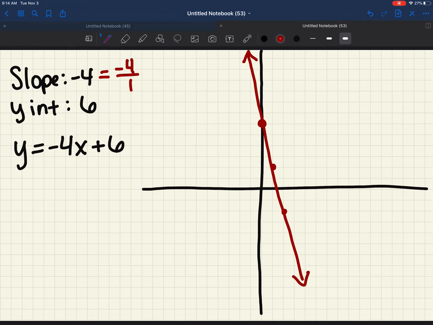Okay? So just be careful about that. It doesn't matter which one you choose, because you could go up and to the left. That would still show negative slope, because that's the opposite of what we did, right? Down and to the right. You just need to be careful about how you're putting your graph on here. Okay?